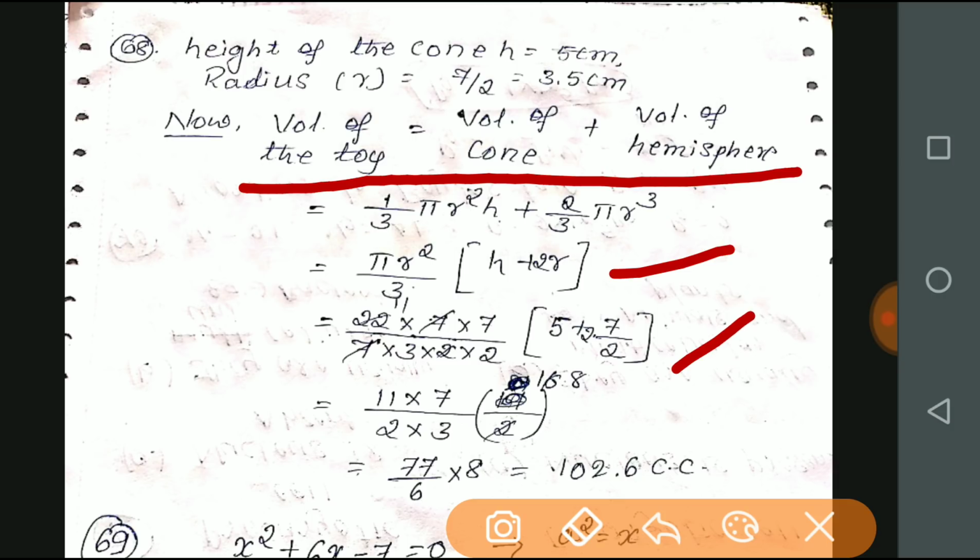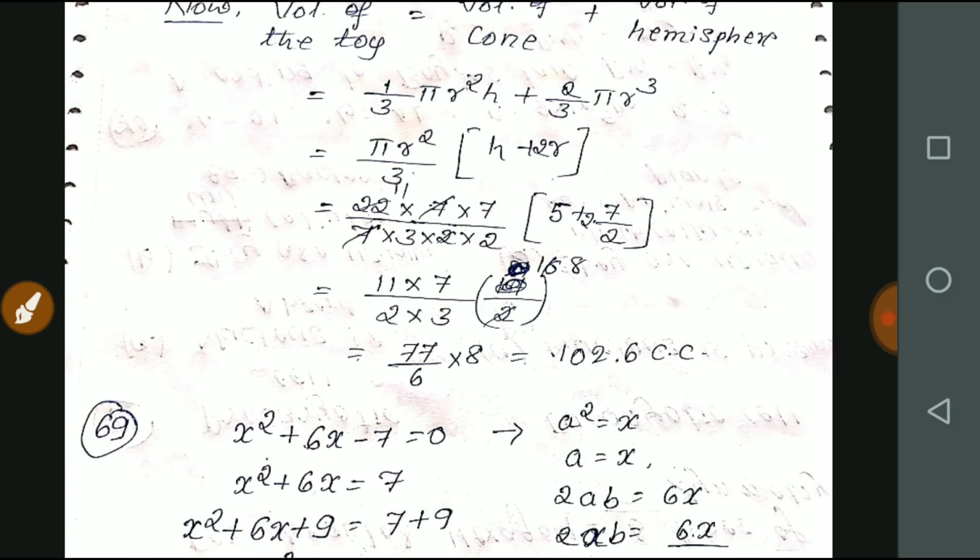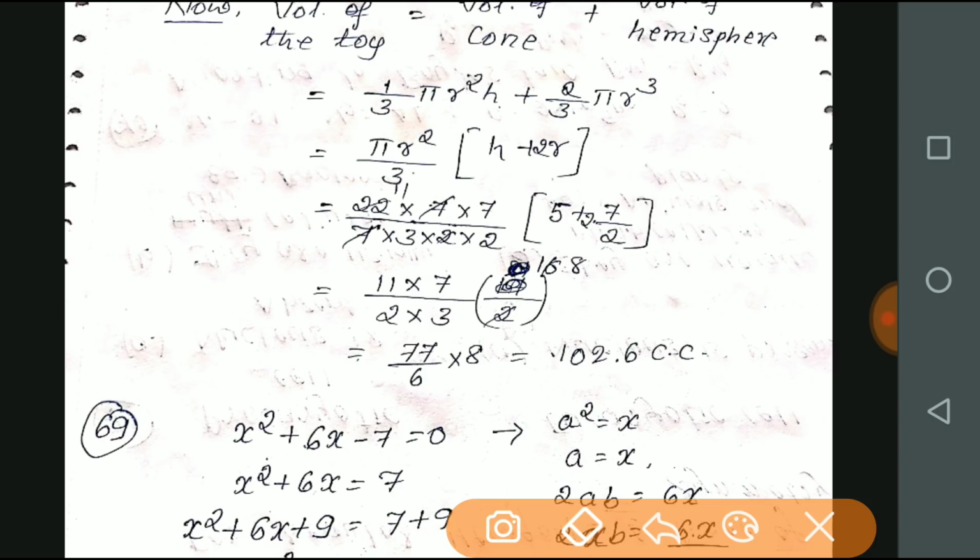Now, simplify, we get 11 into 7 by 6, that is 77 by 6 into 8. Then simplify, we get 102.6 cubic centimeter. So this is the required solution.